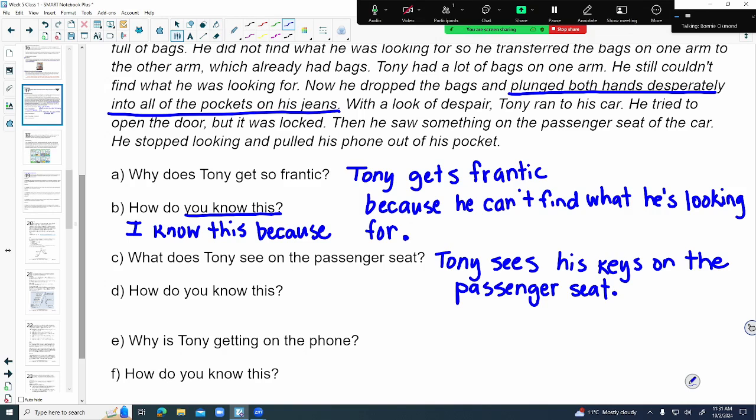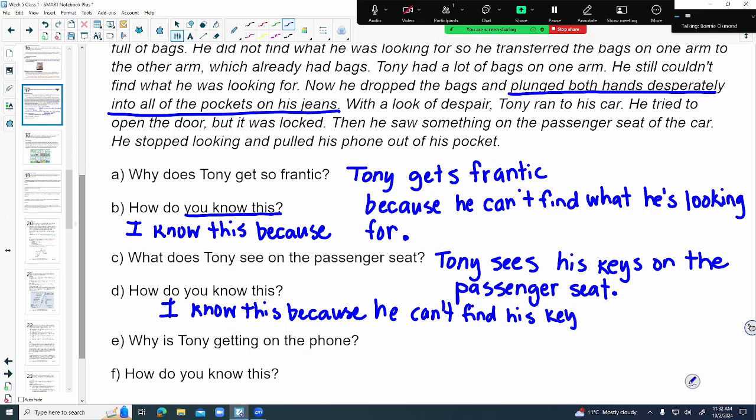Letter D, how do you know this? How do we know he sees his keys on the seat? I know this because, how do you know it's his keys? Because he can't find his keys, because they're on the seat. He sees them on the seat.